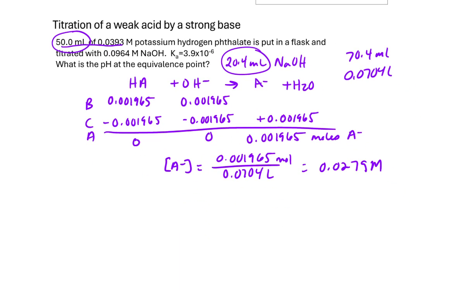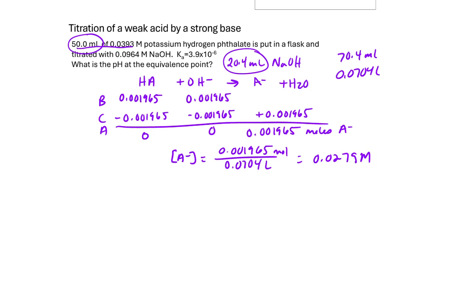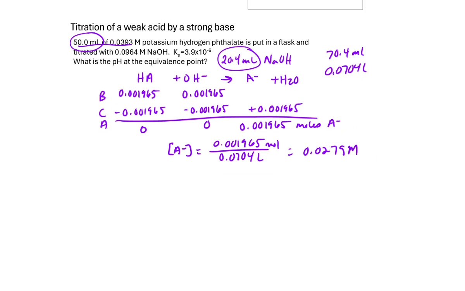So to determine the pH at the equivalence point, so far all we've done is figure out what is at the equivalence point. We found that we've reacted away all of our HA with OH minus, and we're left with 0 moles of those. The only thing we're left with is A minus. So the only species in solution that's affecting the pH, essentially, is A minus. And we know that that reacts with water.